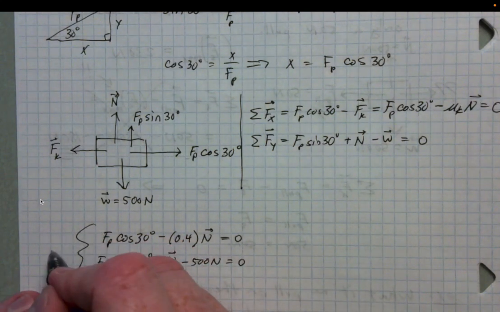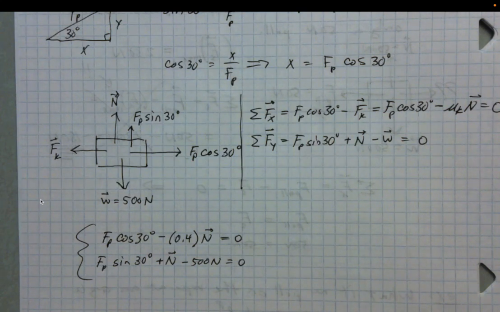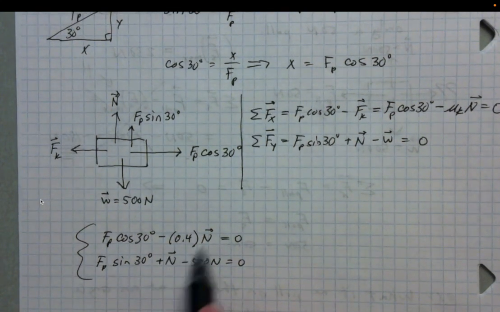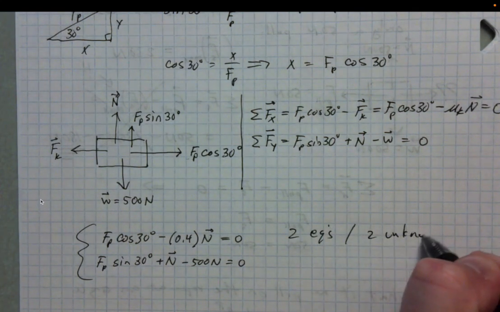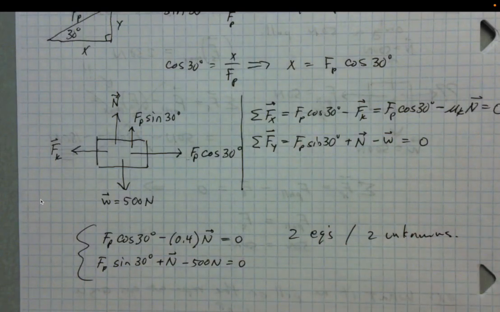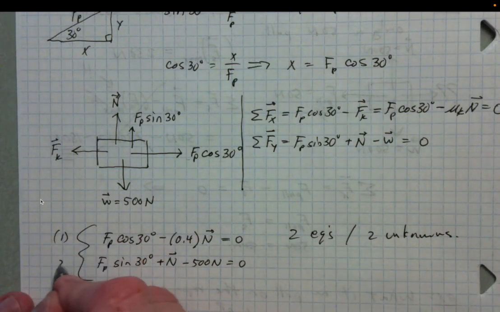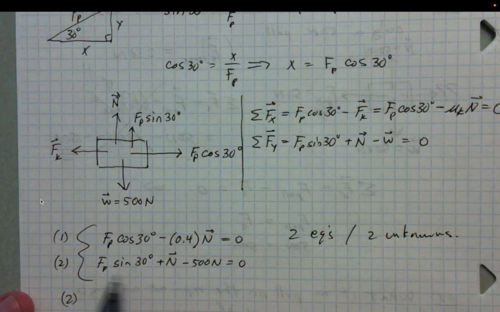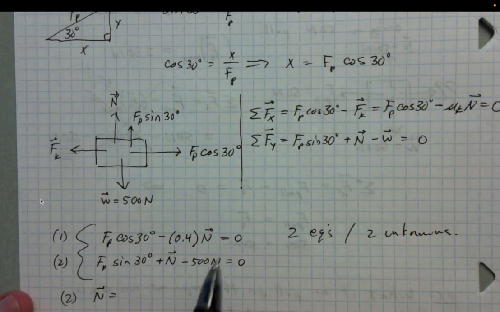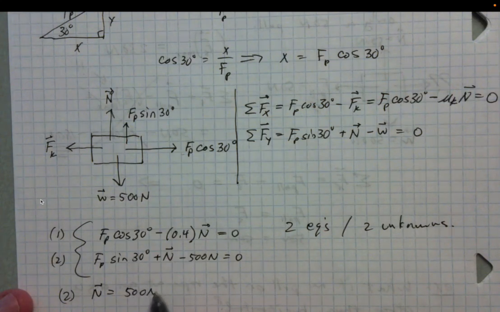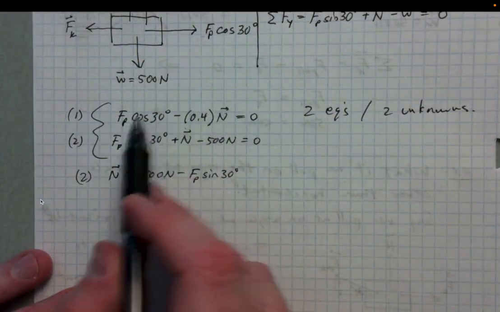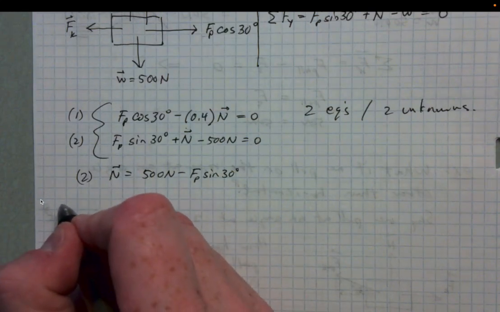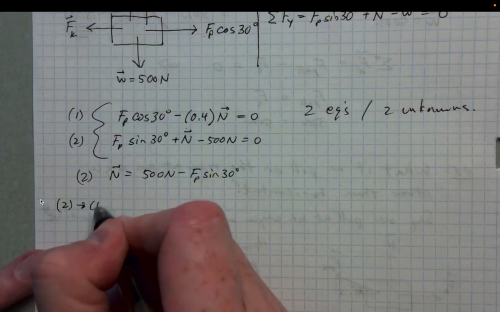So I've really got this system here where what do I have? I've got F sub P is unknown and the normal force is unknown. So two equations, two unknowns. I can solve this. Okay, so I'll just label this 1 and 2. I'm going to rewrite 2 as the normal force is equal to 500 newtons minus this F sub P sine of 30 degrees. Okay, and then what I can do is take this quantity here, toss it into the first equation, and then solve for F sub P. So we'll take 2 and plug it into 1.